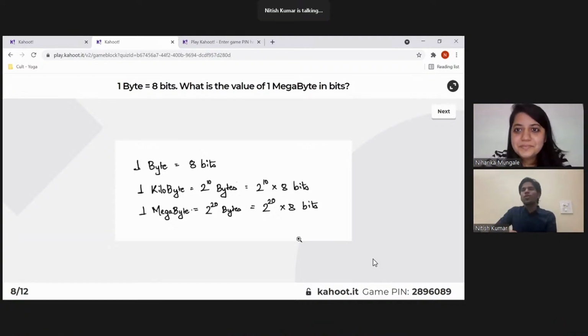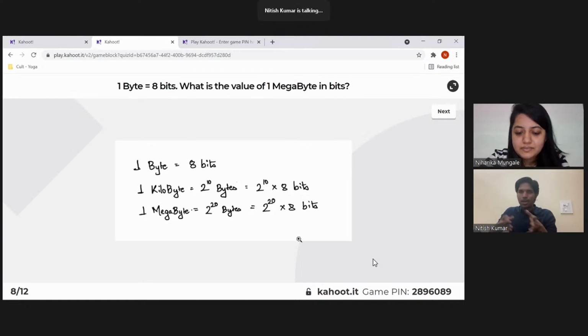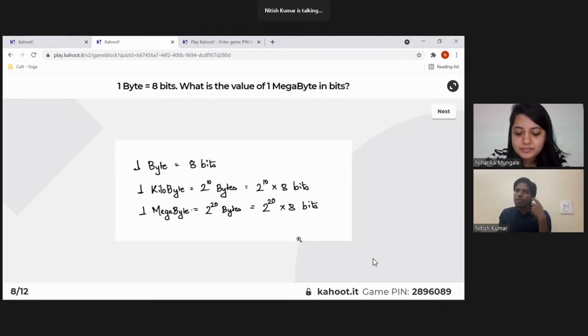So in normal units, 1 kilogram is equal to 1,000 grams, and 1 kilometer is 1,000 meters. But in computers, with bits and bytes, 1 kilobyte is 1,024 bytes, not 1,000 bytes. That 1,024 comes from 2 to the power of 10. So 1 megabyte is 2 to the power of 20 bytes, and 1 byte is 8 bits. So 1 megabyte is 8 multiplied by 2 to the power of 20 bits.